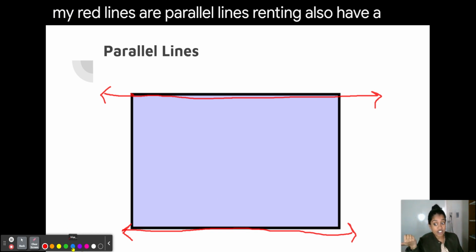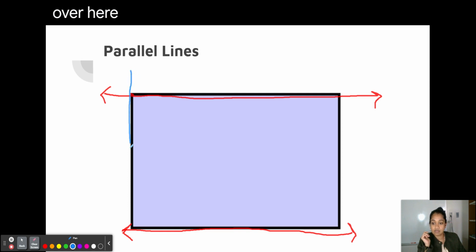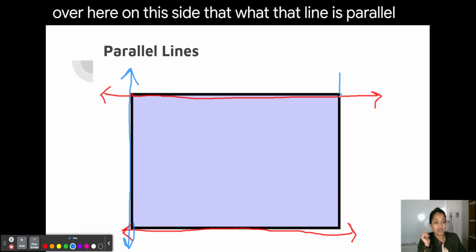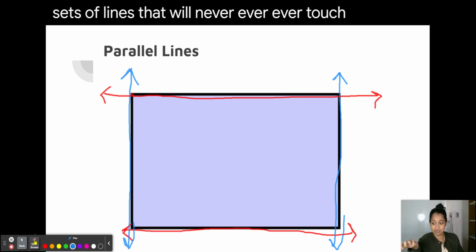Rectangles also have another set of parallel lines, because if I look over here on this side, that line is parallel to this line on the other side of my rectangle. So rectangles have two sets of parallel lines. It has two sets of lines that will never, ever touch.